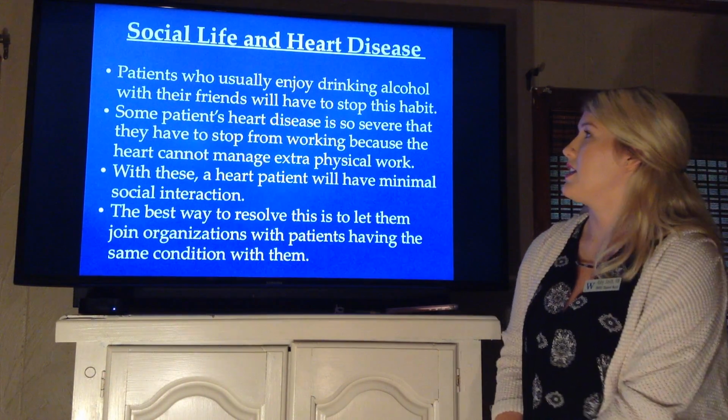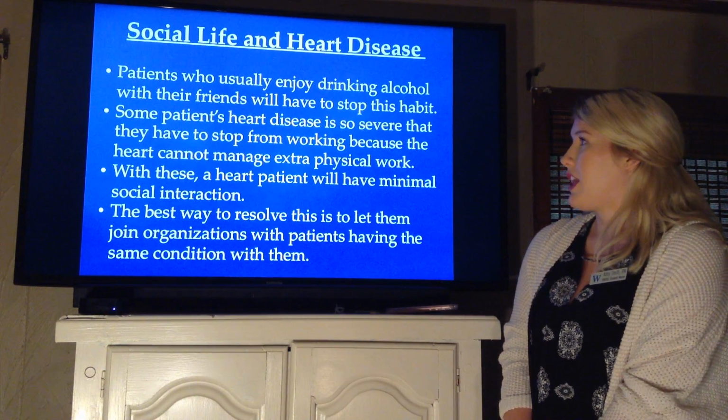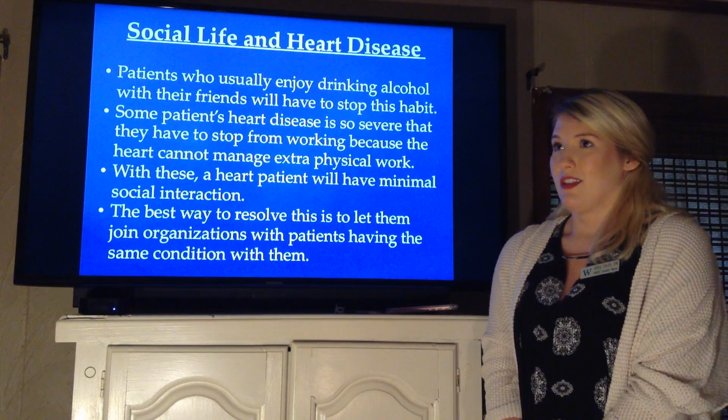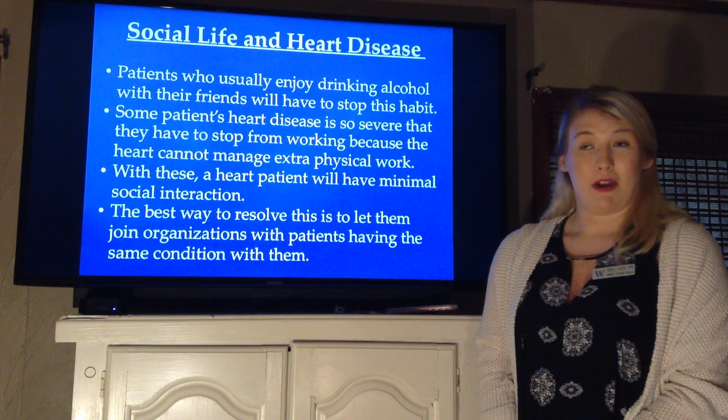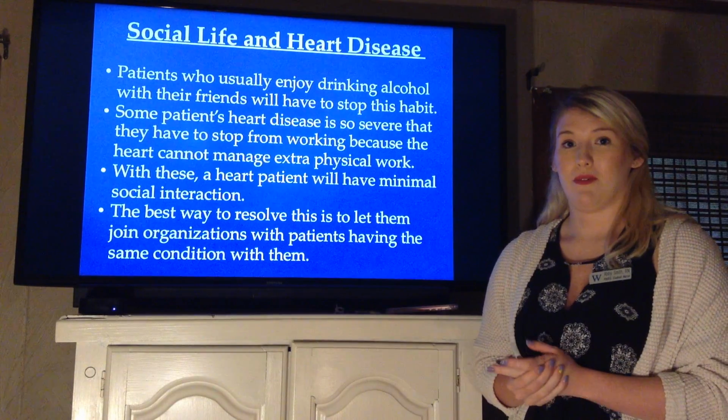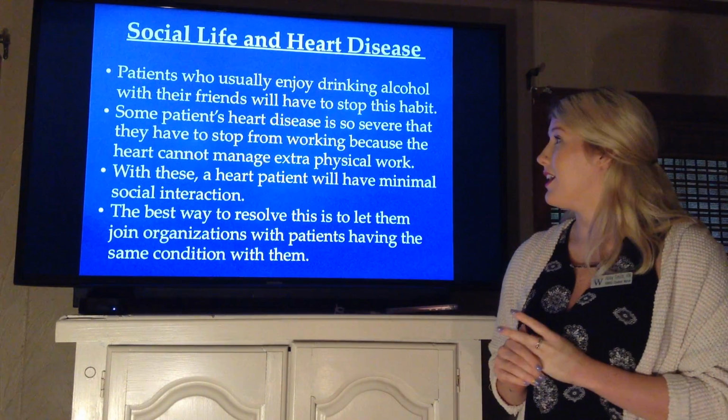Social life and heart disease. Patients who usually enjoy drinking alcohol with their friends will have to stop. This also includes social smoking, or smoking in general. We advise you not to do that.